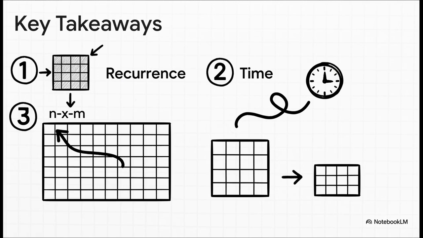So if you remember just 3 things from all this, make it these. Number 1, the whole solution is built on that simple set of rules for filling out the grid. Number 2, the time complexity is always going to be tied to the size of that grid. And number 3, you can get really clever and dramatically reduce the space you need.